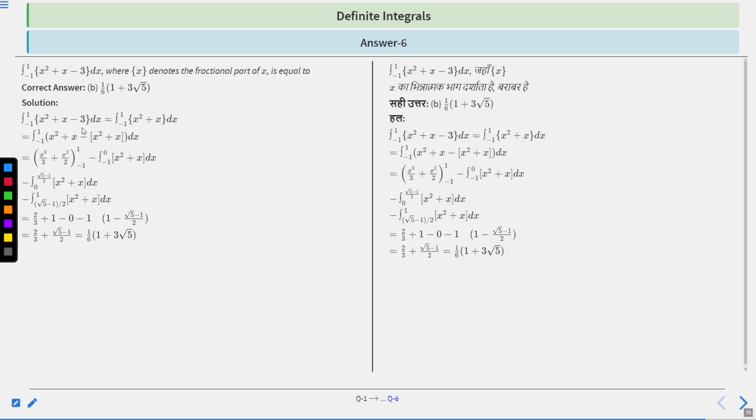Therefore, the fractional part of x plus or minus a can be written as the fractional part of x only. Because we have added or subtracted an integer only. Therefore, the fractional part will not be changed, right?